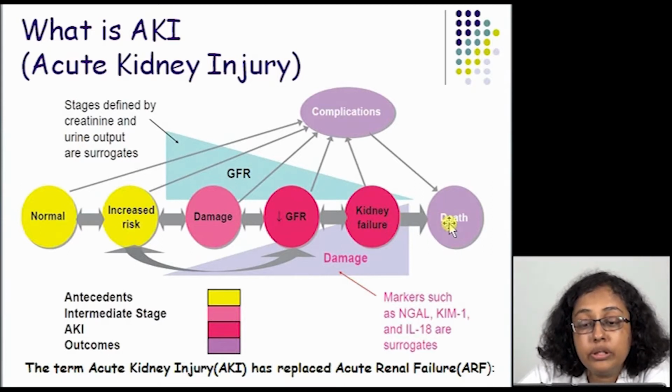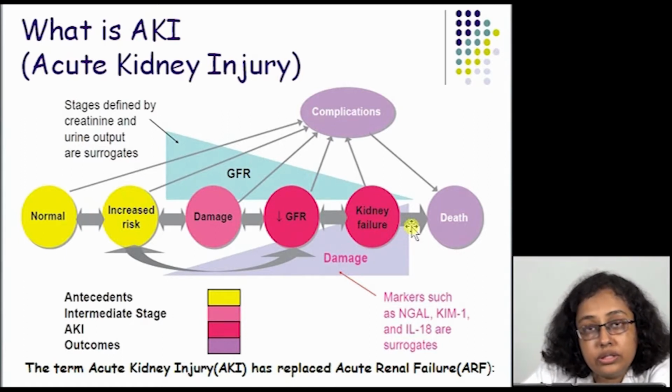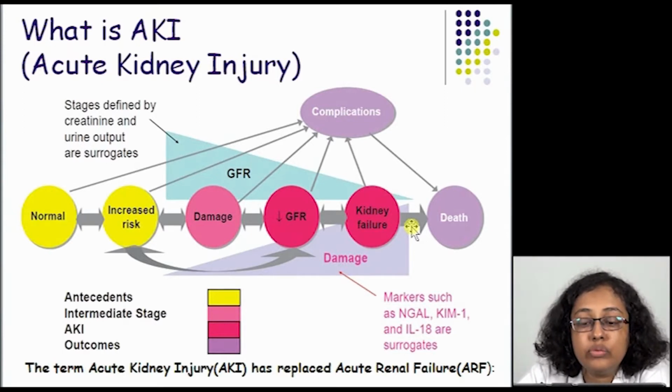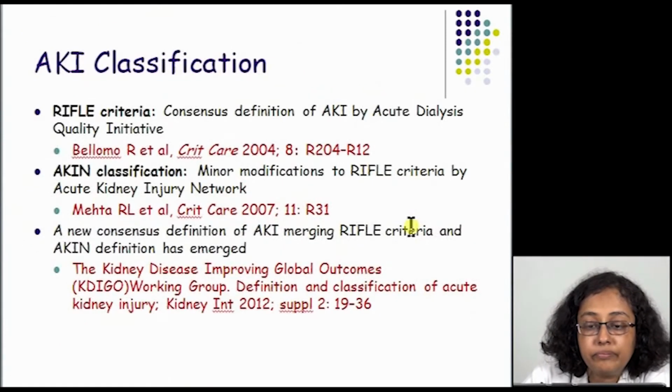So the spectrum of acute kidney injury begins from the time it is at an increased risk and progresses to failure. So if you just say acute renal failure, you would be targeting only the advanced stage of the disease, and you will be missing the early stage when interventions may be successful and may improve the outcome. And that is why the term acute kidney injury is gradually replacing the term acute renal failure.